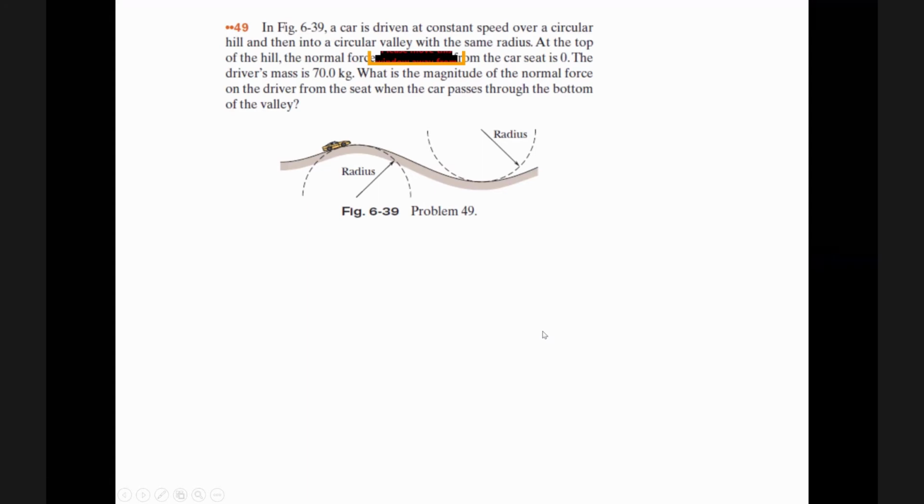Let's see. In the figure, a car is driven at constant speed over a circular hill. So this is the car, and you have a hill, and you have a valley. So the car will go over a hill and then go down into a valley, okay? As if somebody is looking from the side. Okay, let's take a pencil here.